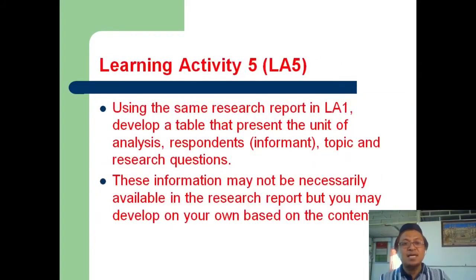Now this is learning activity 5. Using the same research reports in learning activity 1, the 2 research reports that you already identified, I want you to create a table like I have just discussed. You have the components: unit of analysis, the informant, the topic, and the research questions. Try to read the article and extract if you can see whether this information is available or not, and present them in the form of this table.